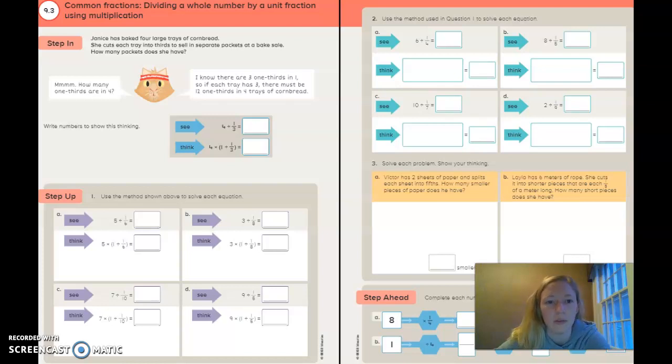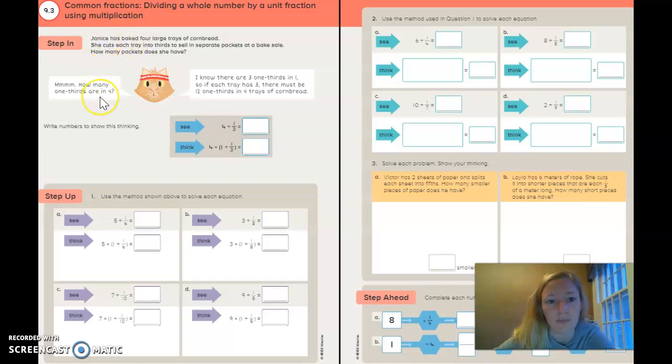Okay, lesson 9.3, common fractions, dividing a whole number by a unit fraction using multiplication. So we're going to take what you learned yesterday about dividing fractions and using pictures to help you, and now we're going to make it into a shortcut where we don't have to necessarily use those pictures to solve the problem.